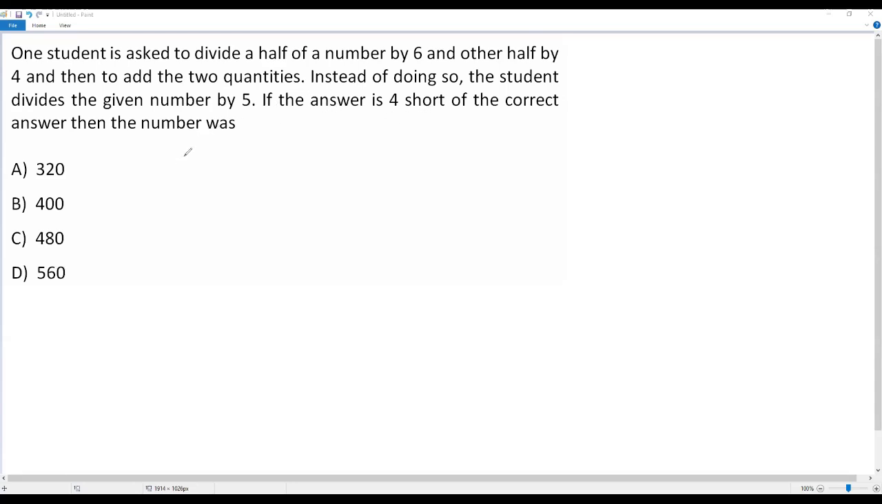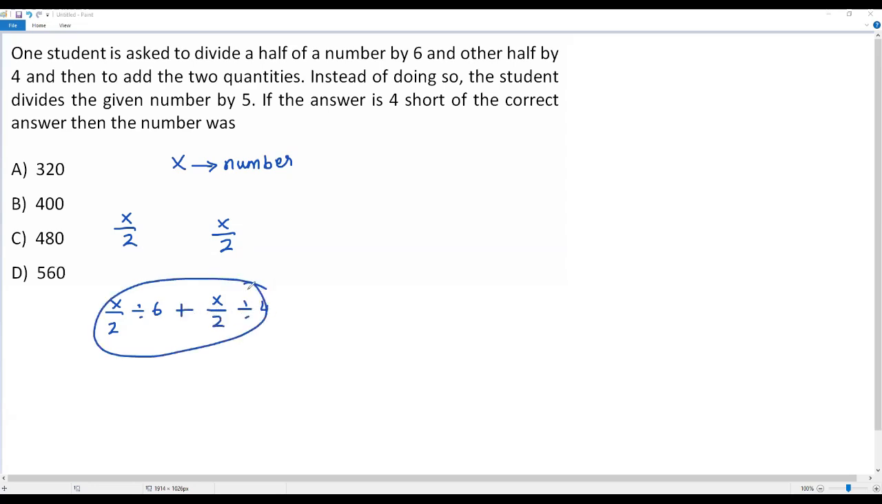Okay, now let me take x as the number, the required number. Let me write the stuff over here. Half of this number is x over 2, and the other half is the same x over 2. So actually the given task is half of the number, that is x over 2, has to be divided by 6, and the other half x over 2 has to be divided by 4. Then we have to add the two quantities.